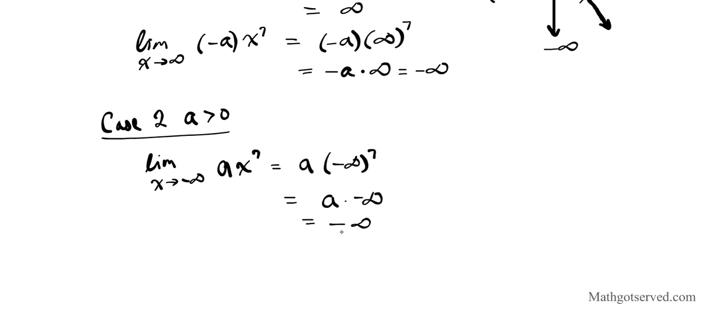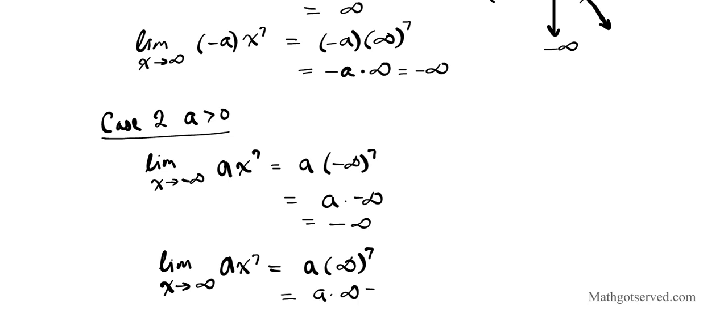So the left end behavior is that it goes to negative infinity, and then to the right, what's the right-hand end behavior? You look at the limit as x approaches infinity of the model, ax to the 7th, no negative here because a is positive. So it's going to be a times infinity to the 7th power, which equals a times infinity, which equals infinity. So you notice that there's just a reversal in the signs of the infinities here.